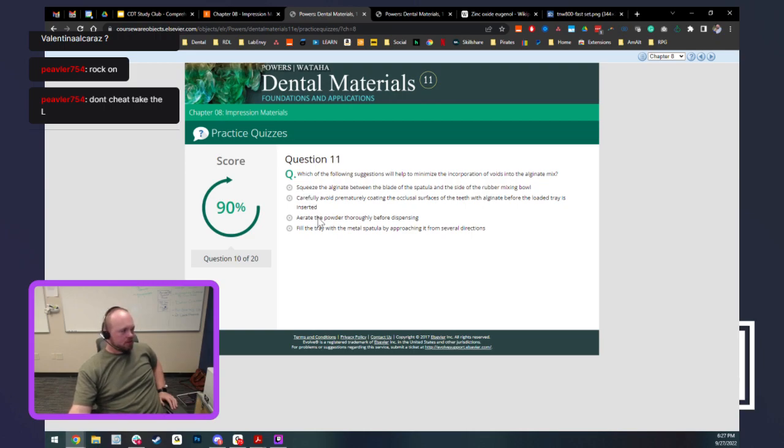Question number 11. Which of the following suggestions will help to minimize the incorporation of voids into the alginate mix? Not talking about alginate impressions anymore would help. Squeeze the alginate. Yeah, so this is going to be it. Fill the tray with the metal spatula by approaching it from several directions.